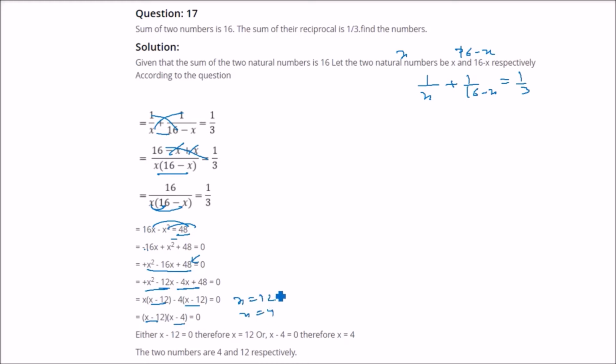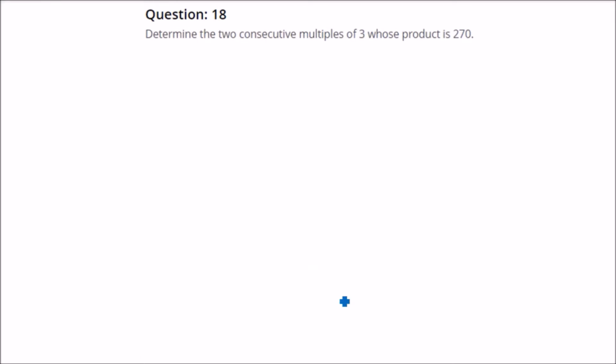The sum of two numbers is 16. So if one is 12, the other will be 16 minus x, that is 16 minus x will be equal to 4. And if x is 4, then 16 minus 4 will be equal to 12. So 12 and 4, and 4 and 12, these are the ordered pairs of the solution.